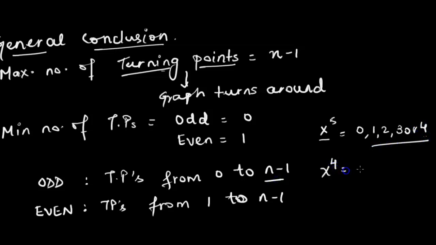If we have an even degree function, we can have 1, 2, or 3 turning points, because the maximum is supposed to be n-1, so we have to stop at 3. The minimum is supposed to be 1 for an even degree function. Whether the given question is going to have 1, 2 or 3 depends upon the specific question.